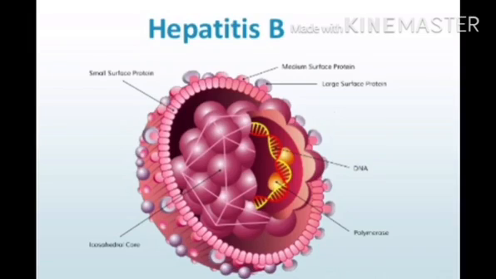Now hepatitis B. Causative organism: virus. Transmission: body fluids, urine, semen. General preventive measure: drink boiled water, and vaccination is the only cure for hepatitis B.